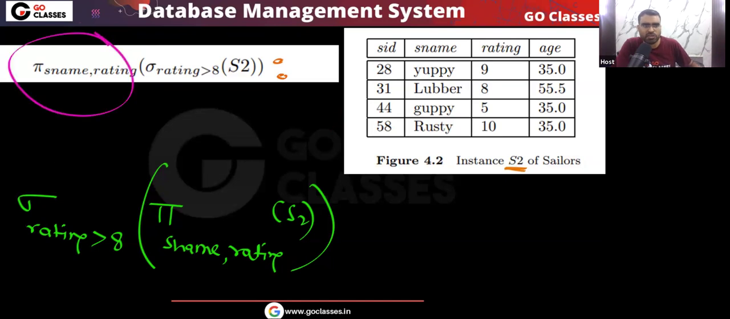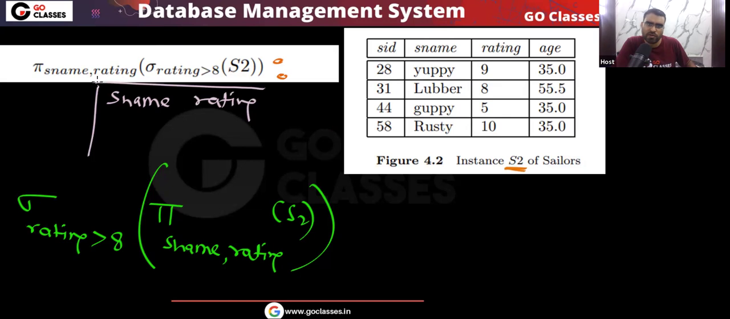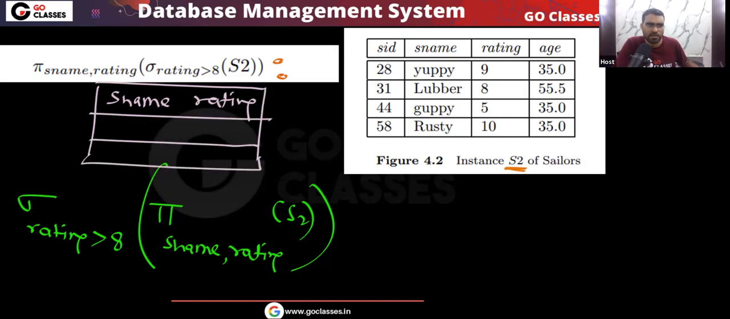And then we are projecting as name, rating. So the output will be like this. You can see name and rating. So that will be Yuppie, rating is 9. Rusty, rating is 10.